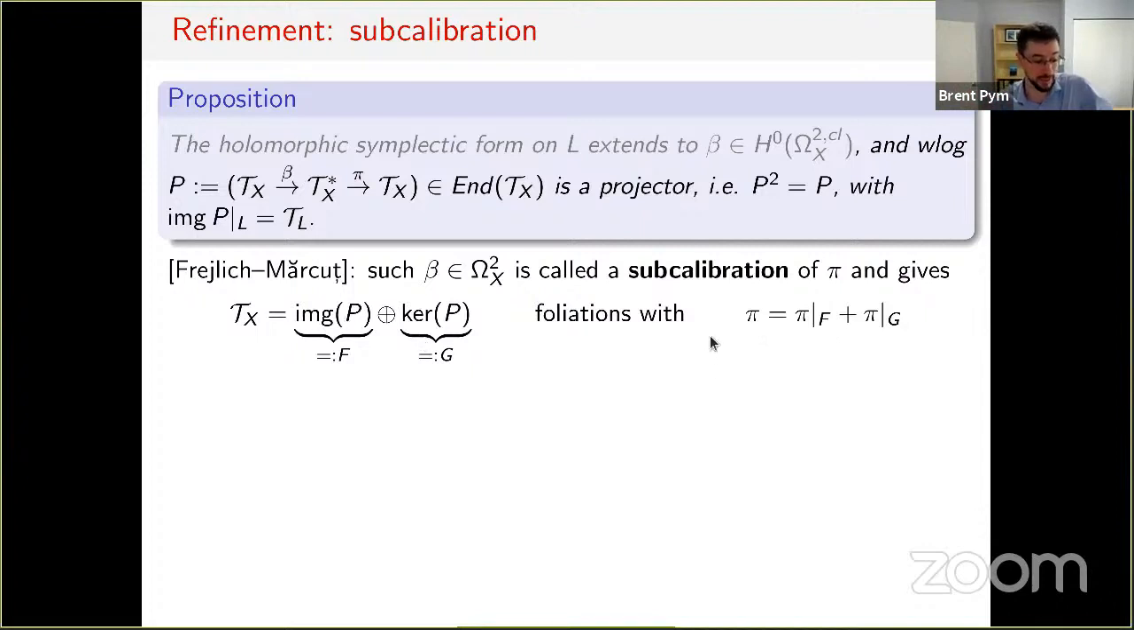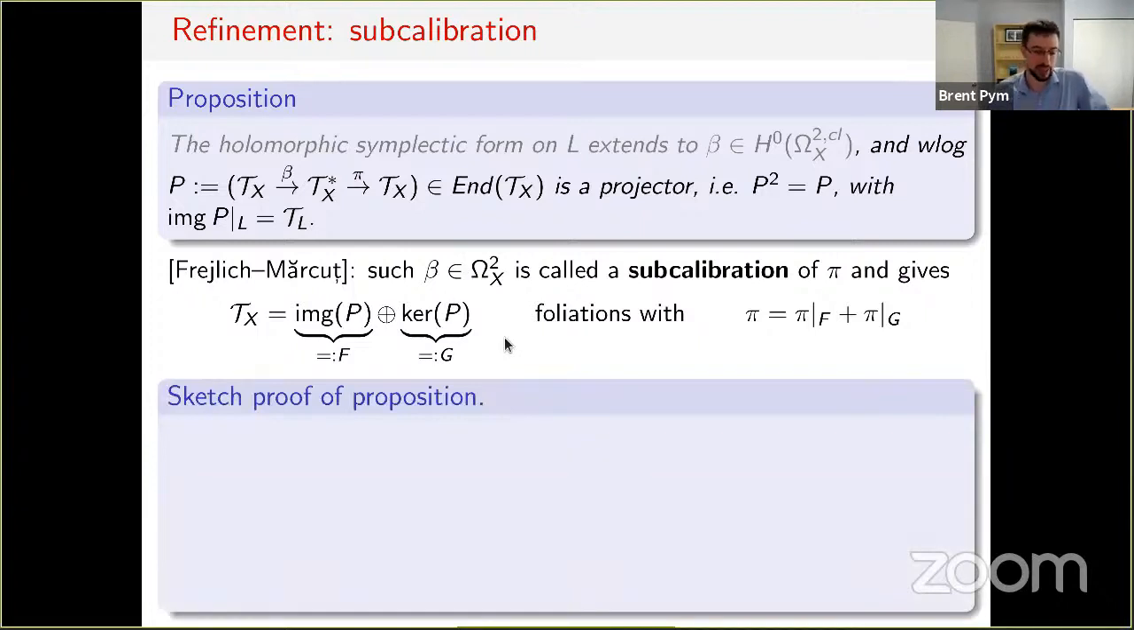And moreover, the bivector decomposes in the correct way that we want according to this splitting of the tangent bundle. This fact is a combination of some linear algebra of this projector and a little bit of Cartan calculus to check the involutivity of the foliations and so on. So it's a very nice notion which they uncovered.